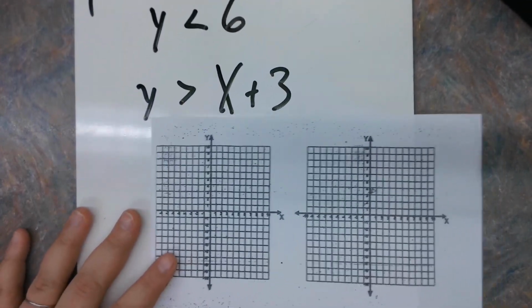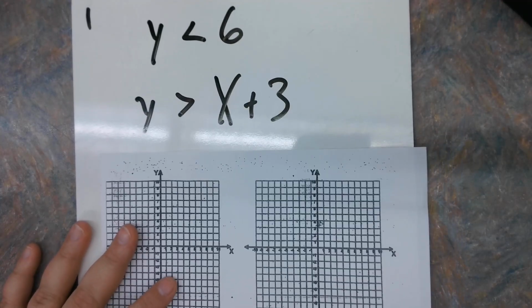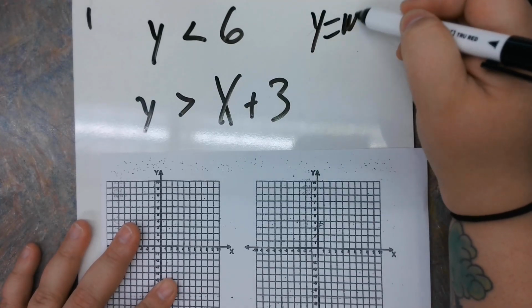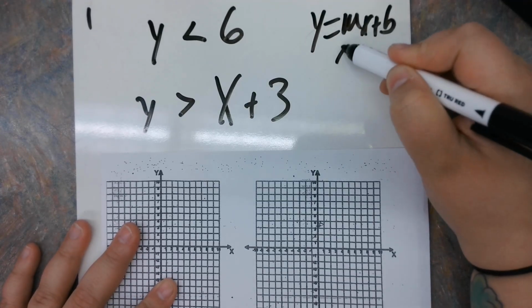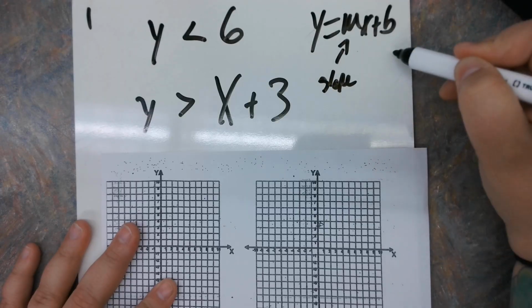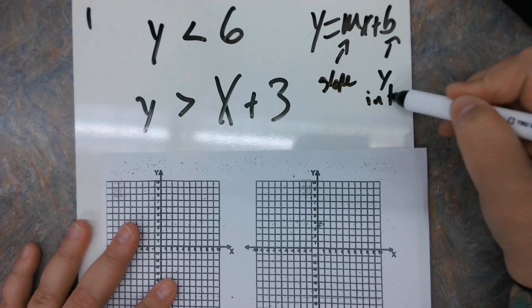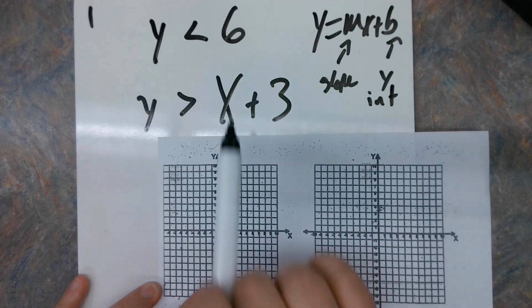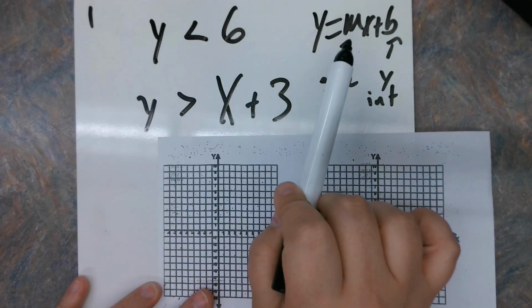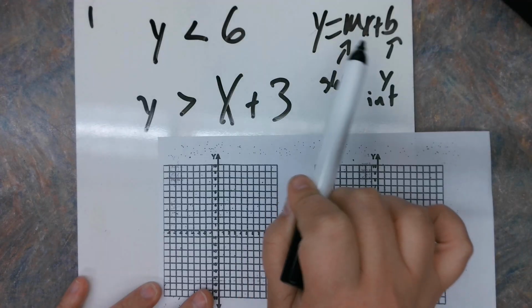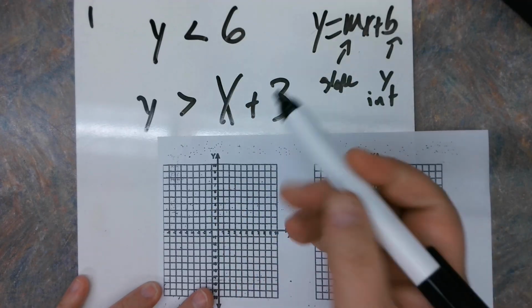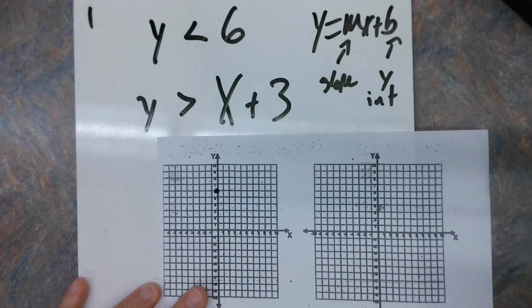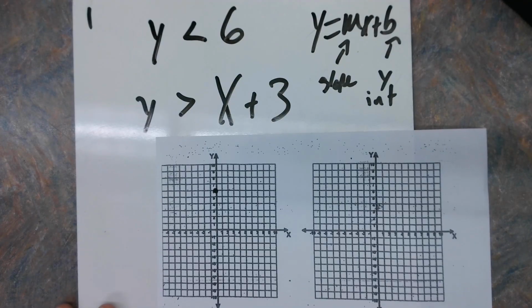Okay, these are the 2 inequalities that I have for number 1. Remember that we have y equals mx plus b. M is the slope and b is the y-intercept. Okay, so this follows those rules. So for this one, y is less than 6. I don't see an mx, so I don't have a slope, but this is going to be my b. So my y-intercept is at 6, and I'm going to put a point right there at 6.